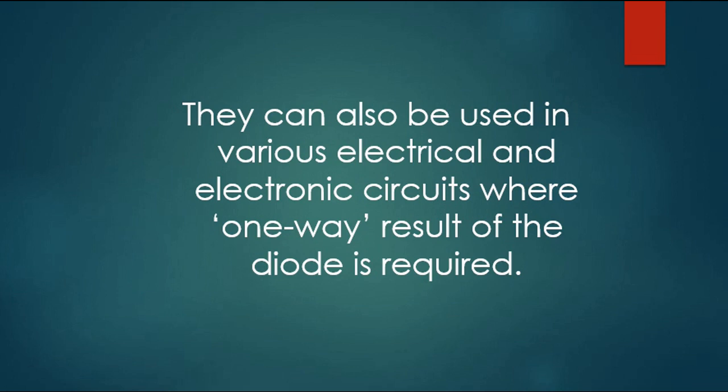The diode is very important. It's one of the electronics components that is important because it has a specific job that it does wherever it has been fixed. So it can be used in various ways as long as electronics is concerned. And where the one-way result of the diode is required, it just carries current from one side and takes it to another side, and that is why it is called a unidirectional component.